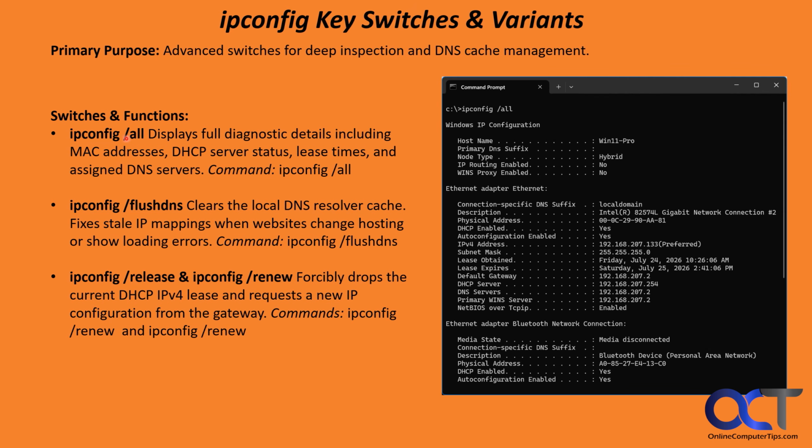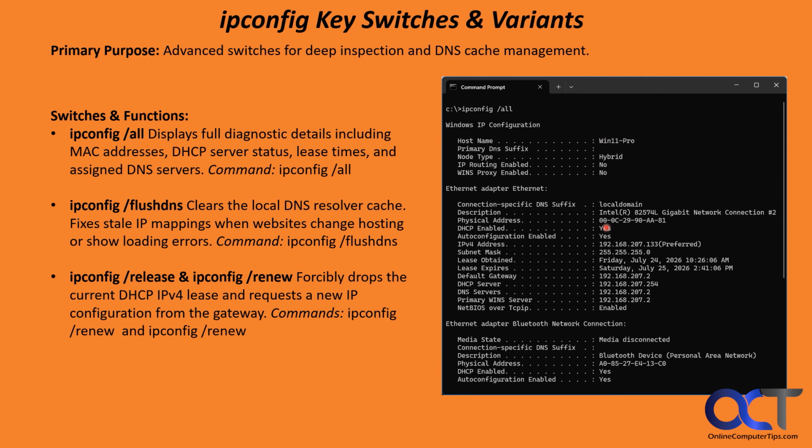So another common one is ipconfig /all. So that'll show everything, including the MAC address, the DHCP server status, lease times, and assigned DNS servers. So you can see we have that here. So you can see similar information, but a lot more detailed. So here's the Bluetooth, here's the Ethernet, here's the main Windows configuration, gives you the host name of the computer. Here's the MAC address right here.